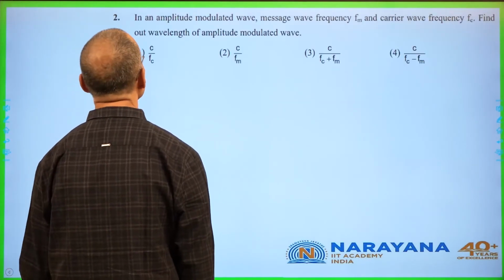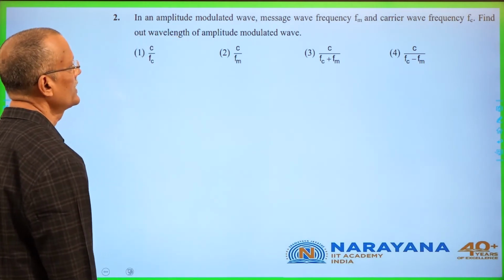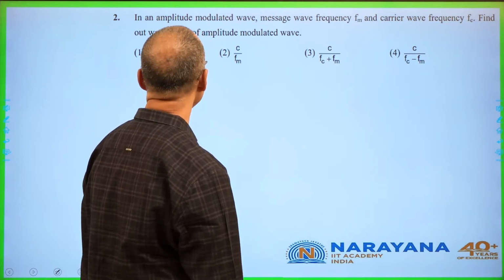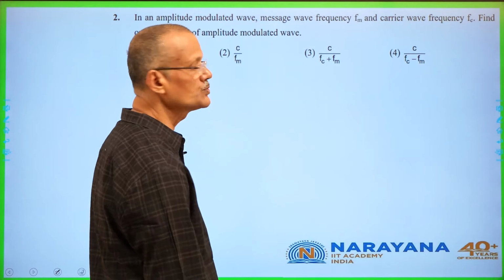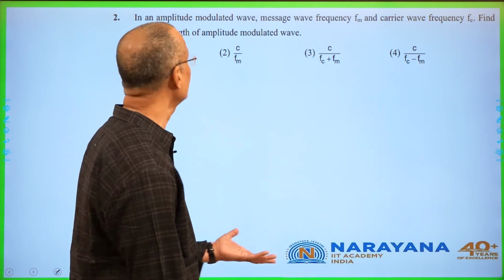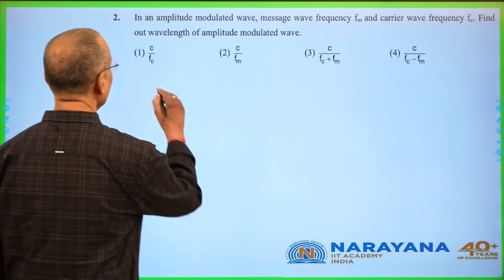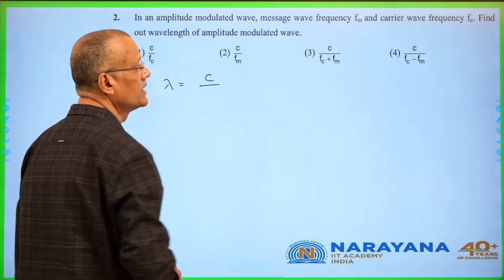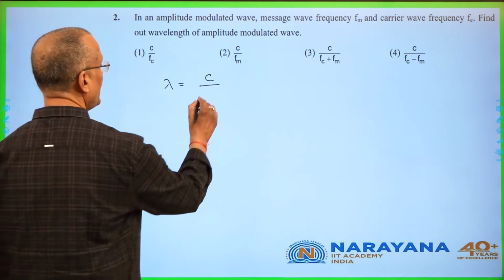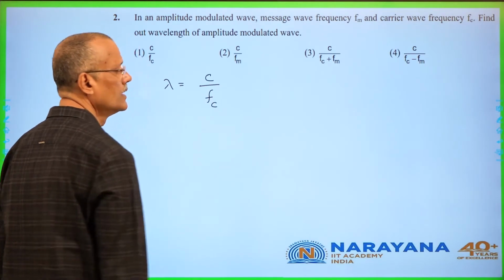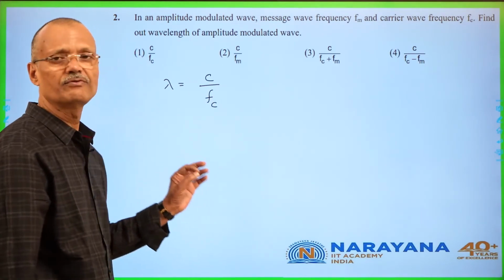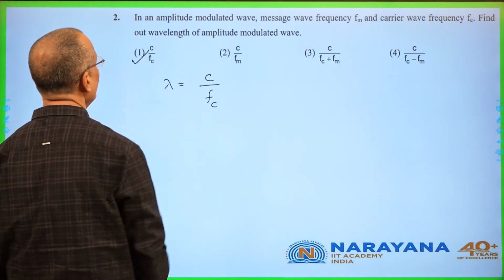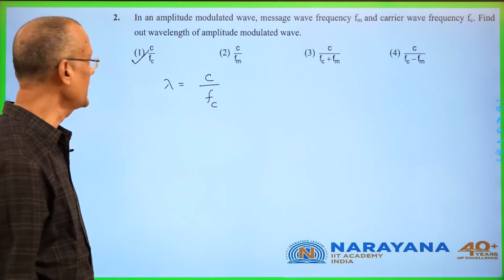Question number 2. In an amplitude modulated wave, message wave frequency fm, carrier wave frequency fc, find out the wavelength of the amplitude modulated wave. They are asking you simply the wavelength. You know that wavelength will be equal to the velocity of the electromagnetic wave divided by the frequency of the carrier wave. So c by fc. Very, very simple. Just the definition of wavelength you have considered. Your answer is number 1, c by fc.